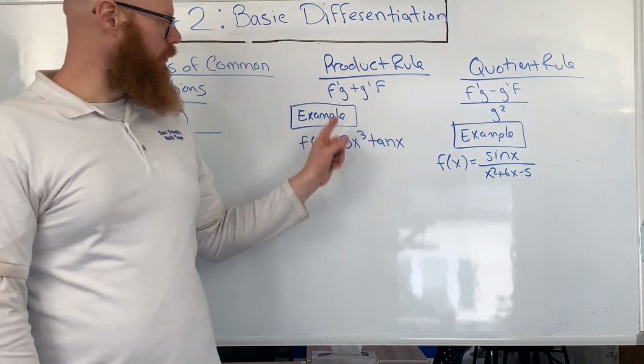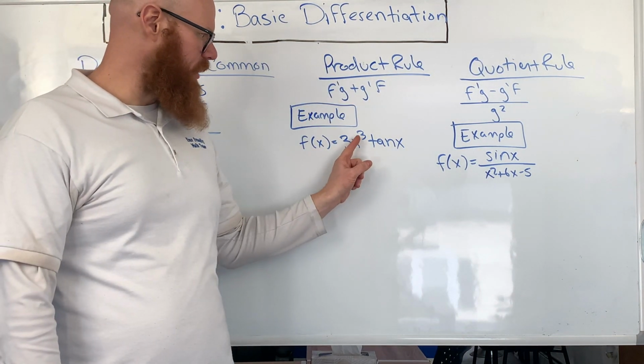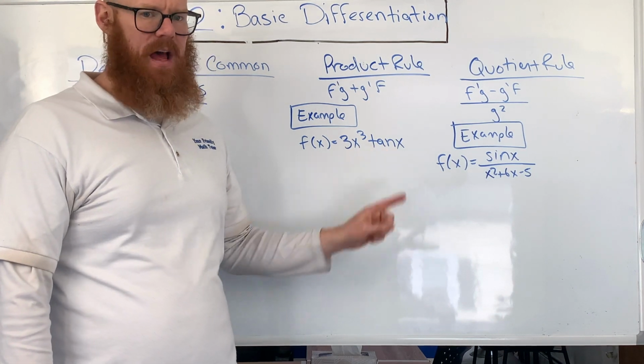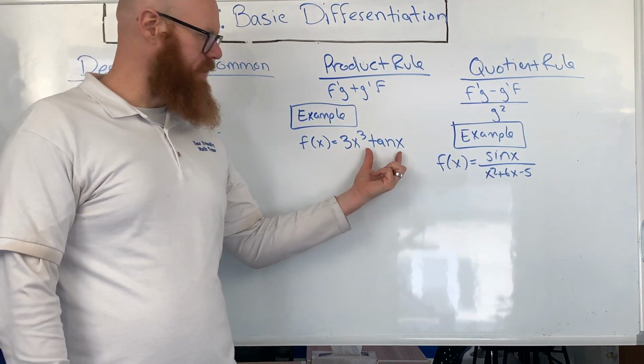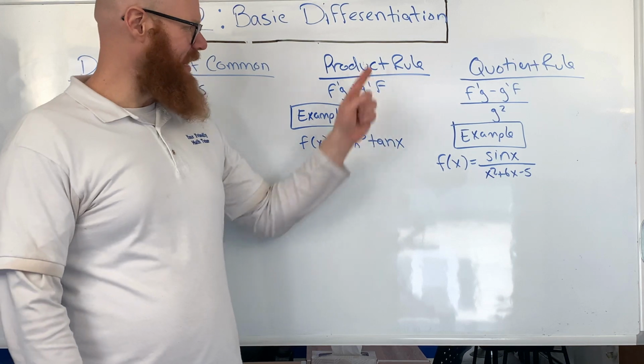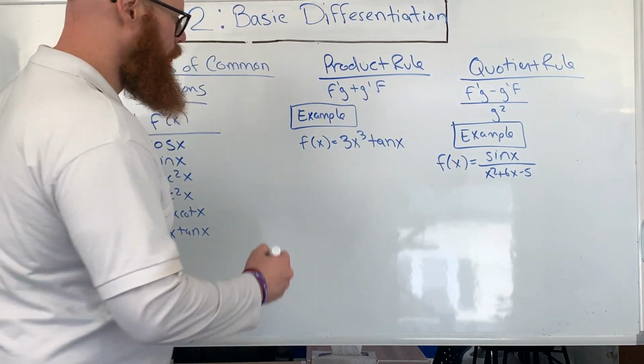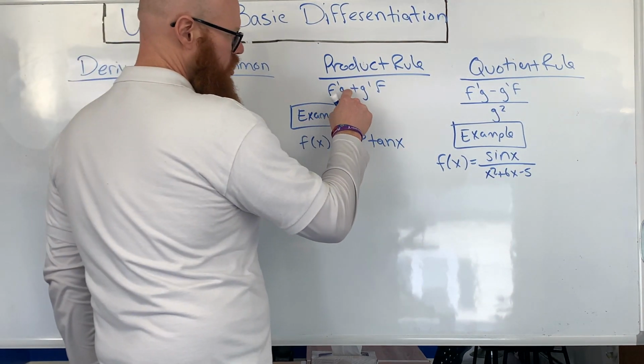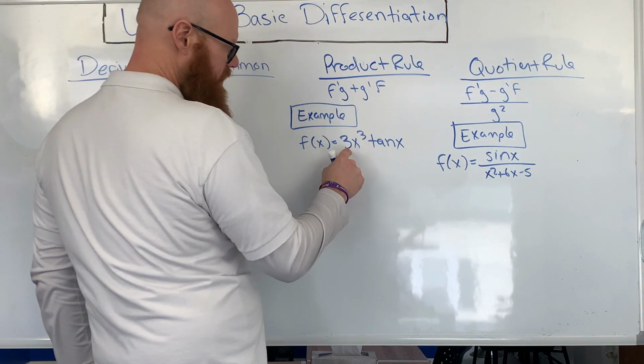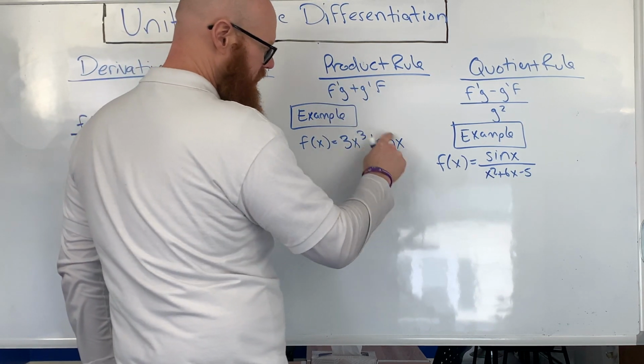That does not work for when you have a product. So I have 3x cubed times tan x. I cannot do the derivative of this one times the derivative of that one. I need this thing called the product rule. So the product rule works like this: f prime g plus g prime f. F is the first piece and g is the second piece.